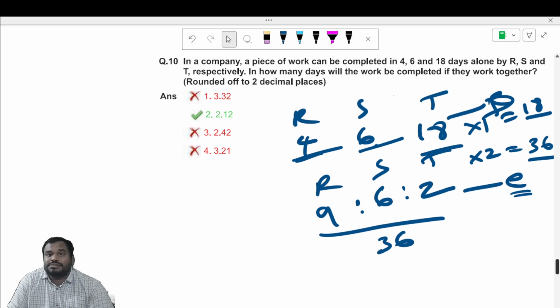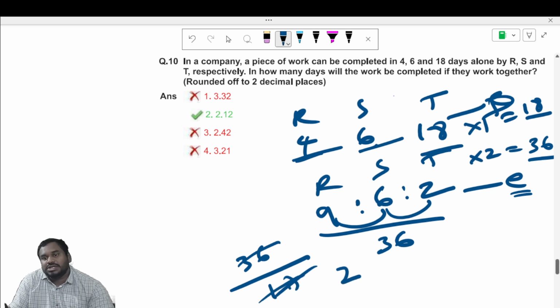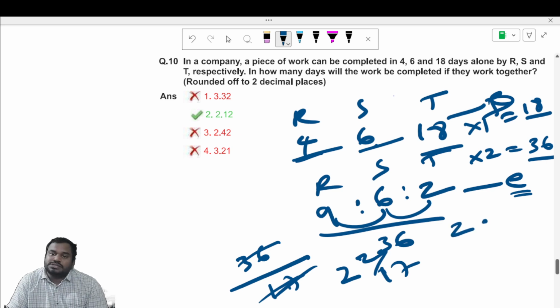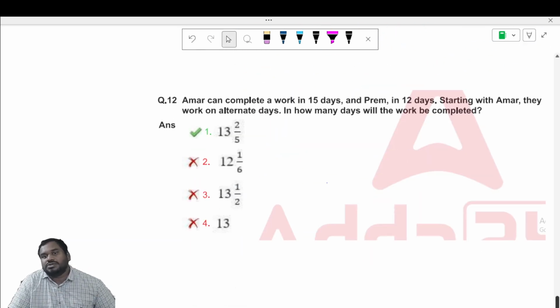If they work together, 36 is the total work. So 9 plus 6 is 15, 15 plus 2 is 17. 17 2s are 34, so 2 by 17 again. You need to find it in fractions, so 2 point, that is 2 and 2 by 17. So this is the answer, because only one option has 2.1. Don't go for the remaining decimal options.